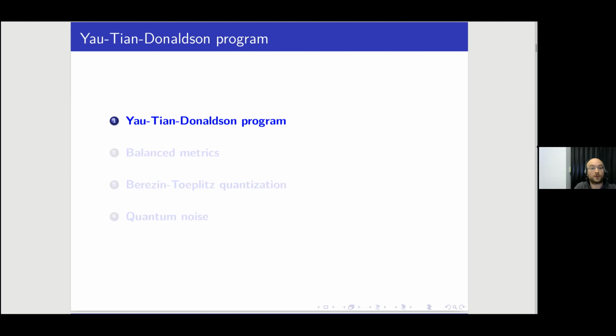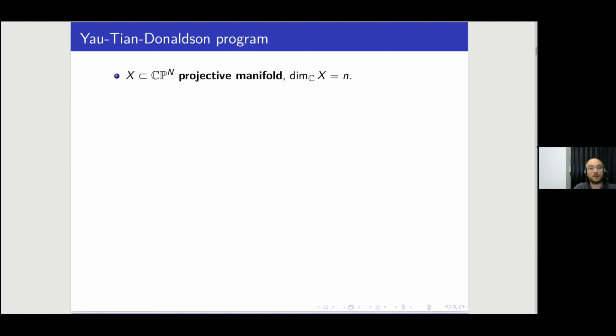Okay, so first the Yau-Tian-Donaldson program. The basic object of my talk will be a projective manifold, that is a complex holomorphic submanifold of the projective space of dimension N for some N. And I will write small n for the dimension of X. Since it's a complex manifold, it has a complex structure, which induces what's called an almost complex structure, an endomorphism of the tangent bundle, which I write J. So J squared equals minus identity.